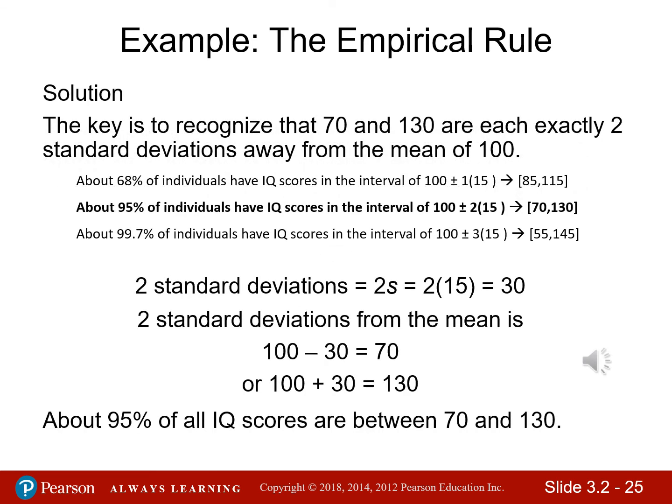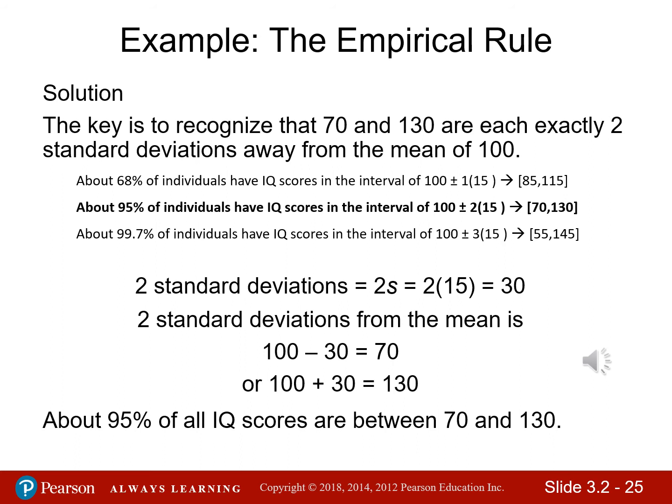Because IQ scores are normally distributed with a mean of 100 and a standard deviation of 15, we can use the empirical rule to find the percentage of IQs that are between 70 and 100. If we recall the empirical rule, as we described before, about 68% of the individuals will have IQs that are between the interval of 100 plus or minus 1 times 15. That gives us a range of 85 to 115. So we would say about 68% of individuals have an IQ between 85 and 115.